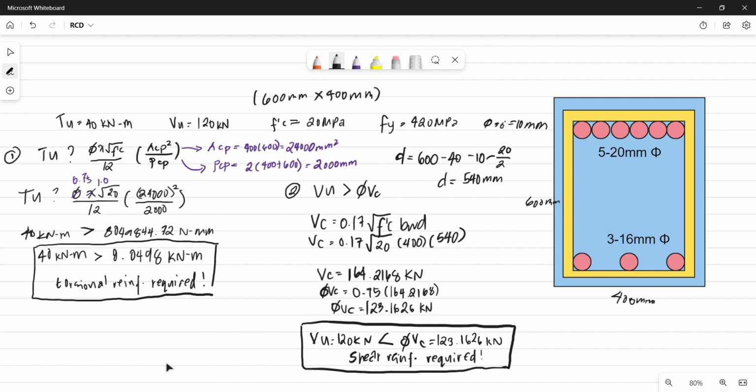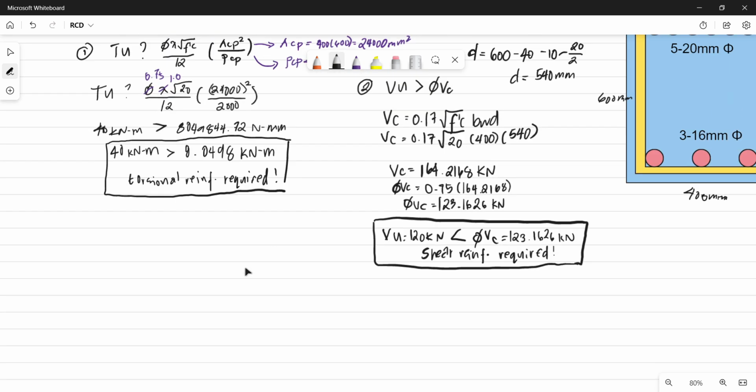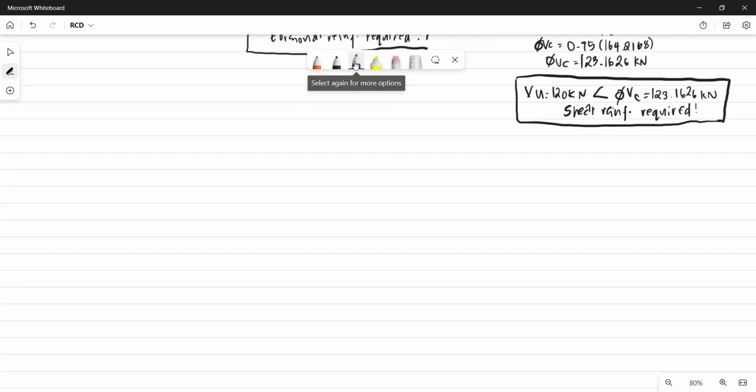Okay. Next, after getting your shear, we need to check if your section is adequate. Checking section adequacy. Yan. We have to check if your section is adequate.